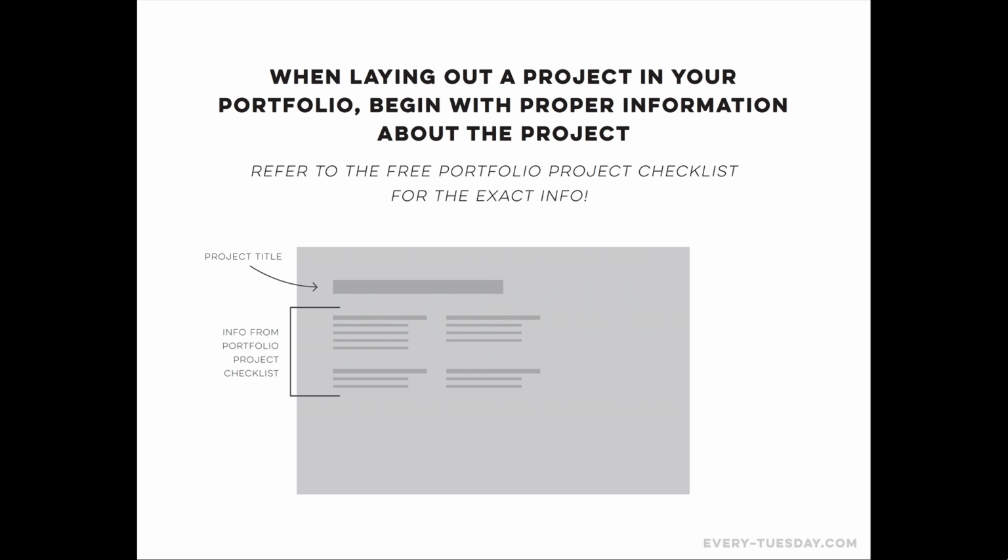When you're laying out a project in your portfolio, you want to begin with the proper information about the project. You'll start by listing the project title and then refer to that portfolio project checklist for all the specific information that will go right underneath it. This is going to be stuff about describing what the goals of the project were, what kind of problems you were tasked with solving for the project, any collaborators that were part of it. The entire list is on that portfolio project checklist.